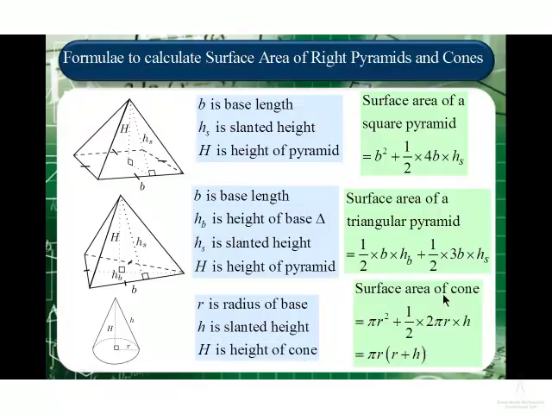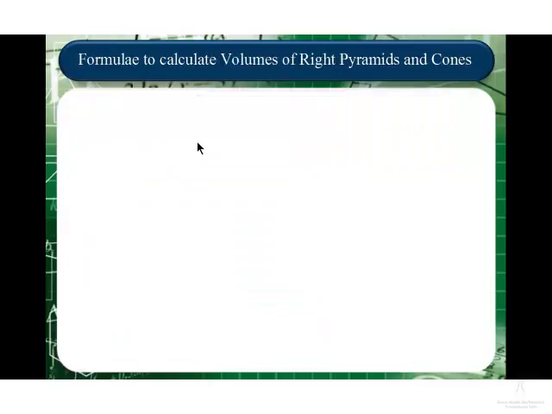The surface area of a cone with those dimensions will be the area of the base, which is pi r squared for the circular area in this case, plus half times the perimeter of the base, which is the circumference of the circle, 2 pi r, times the slanted height. And this can be simplified as indicated by pi r in brackets times r plus h. So there we have the formula for the surface area of the two right pyramids as well as the right cone. Finally, we will consider the formula to calculate the volumes of right pyramids and cones.